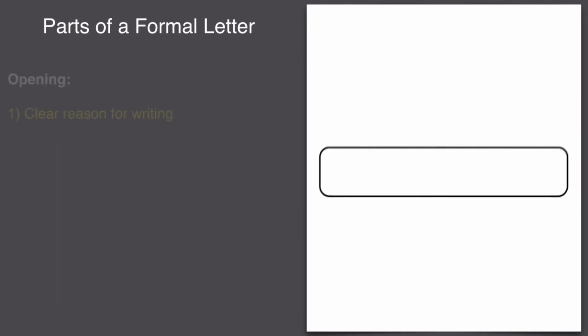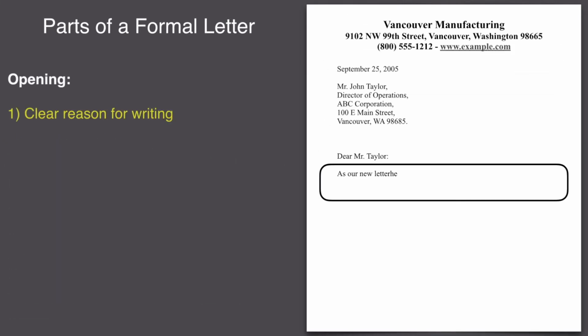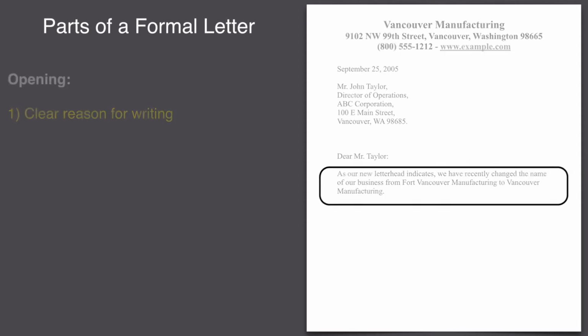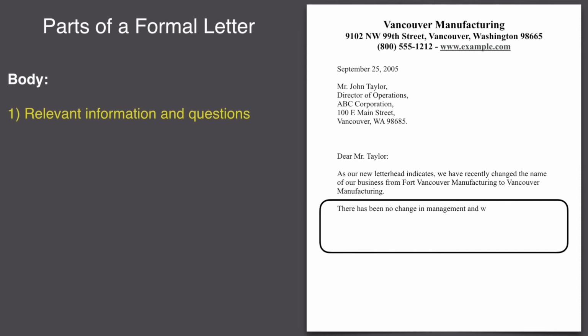Okay, and then we have the opening of the letter, which should state the clear reason for writing. Make sure whatever the reason, that has to be clear. So the opening should state a clear reason. In this example, the reason talks about our new letterhead indicates we have recently changed the name of our business from Fort Vancouver Manufacturing to Vancouver Manufacturing. So the change of the name is the reason that has been mentioned clearly. Clear-cut reason.